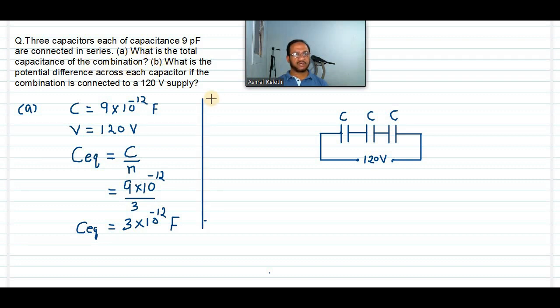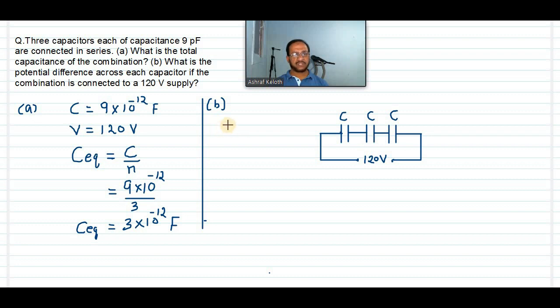Second bit of the question, the B bit, is what is the potential difference across each capacitor if the combination is connected to 120 volt. You know that in series combination the potential difference will be different, V1, V2, V3, and when we add all three, V1 plus V2 plus V3 will be equal to the applied voltage. But here, since the capacitors have the same capacitance value, they will have equal potential difference. The applied 120 volt will be equally divided among these three.